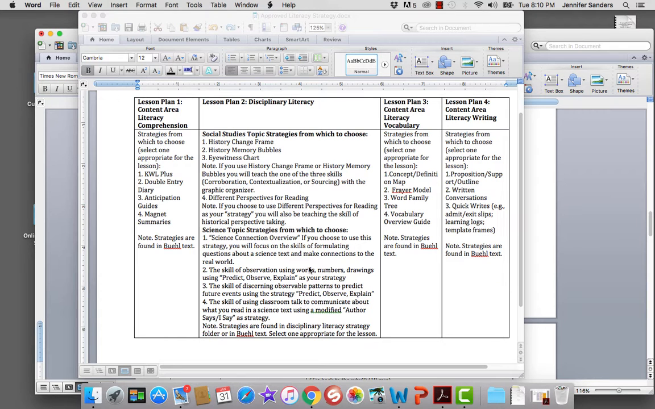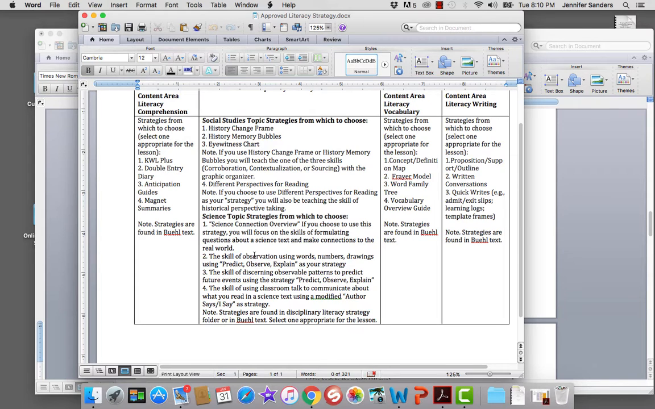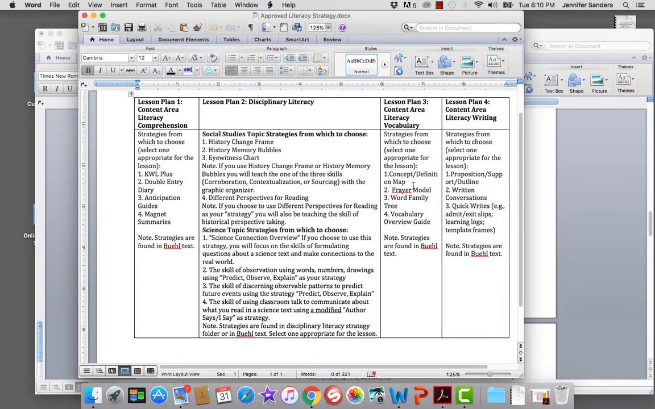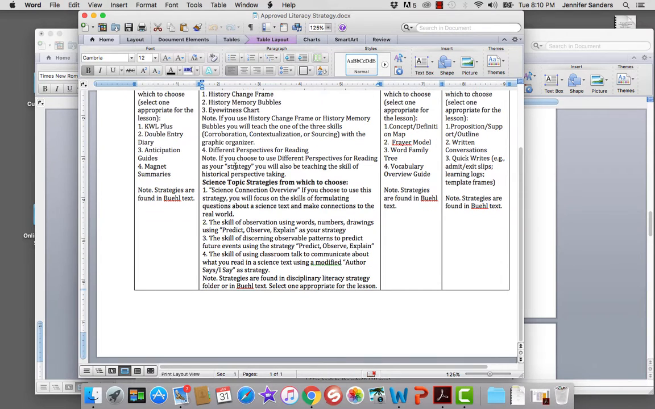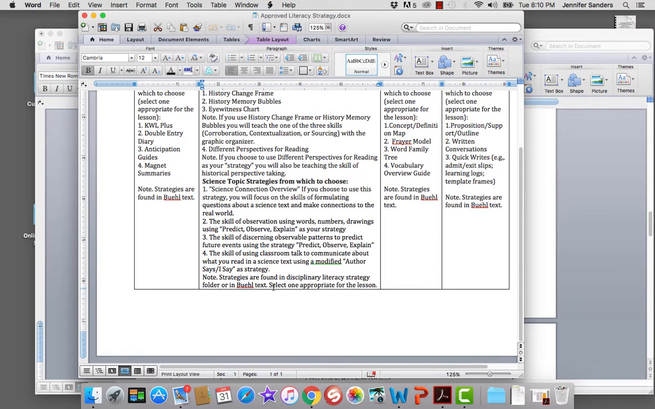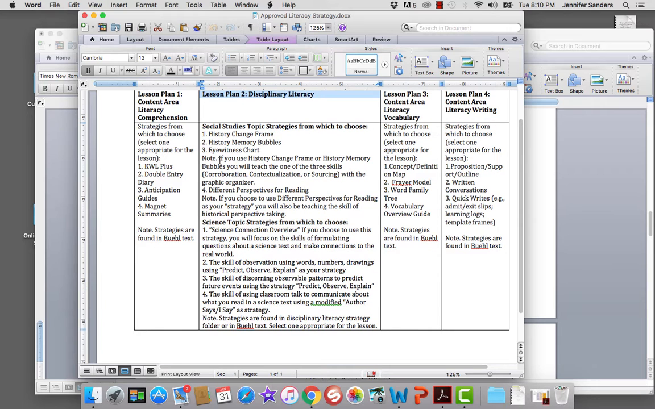As far as lesson 2, you'll use these strategies if you're with social studies, these strategies for science. For lesson 3, you'll use these strategies for vocabulary. Lesson 4, you'll use these strategies for writing. And in your disciplinary lesson, please note, some of these strategies are not in the Buell text. They are actually in the disciplinary literacy strategy folder within Module 4.